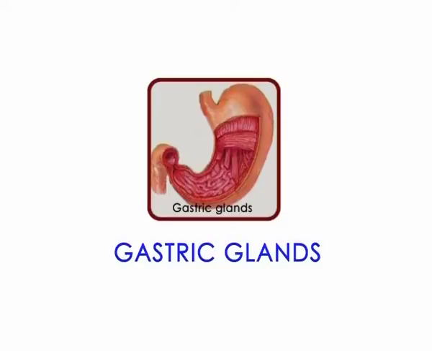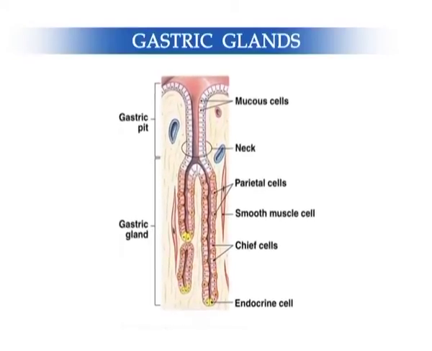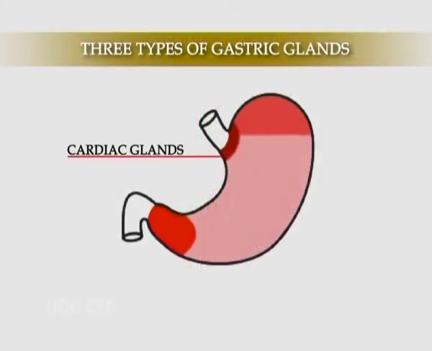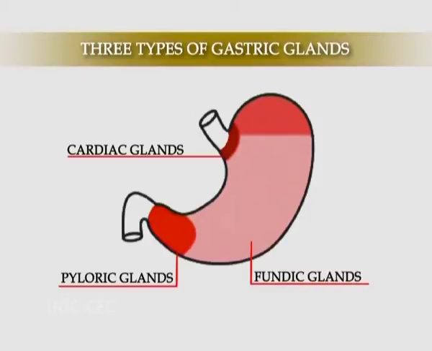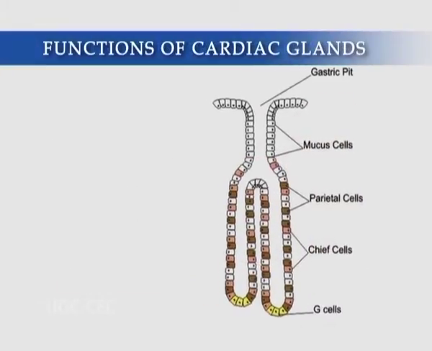Next comes gastric glands. Gastric glands are simple, branched and tubular and millions in number. They are of three types: the cardiac glands, which are located in the cardiac part of the stomach, the pyloric glands located in the pyloric part of the stomach, and the fundic glands that comprise many types of cells located in the epithelium.